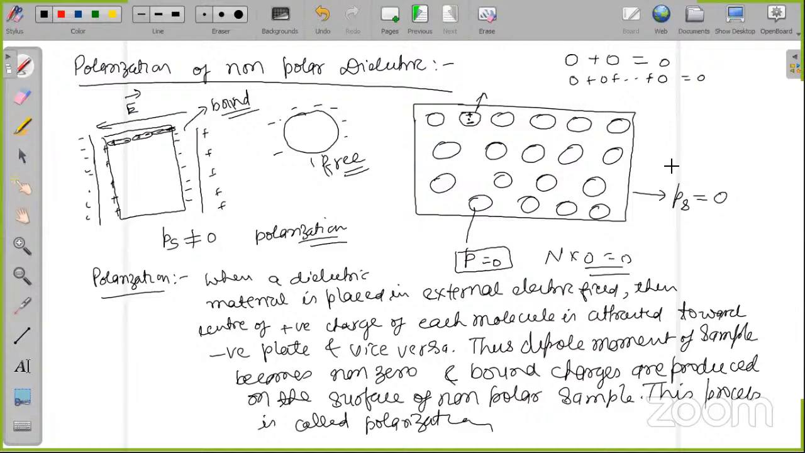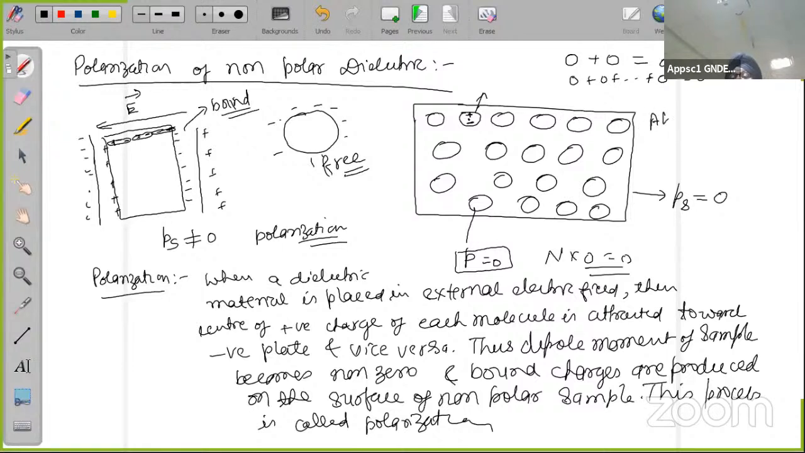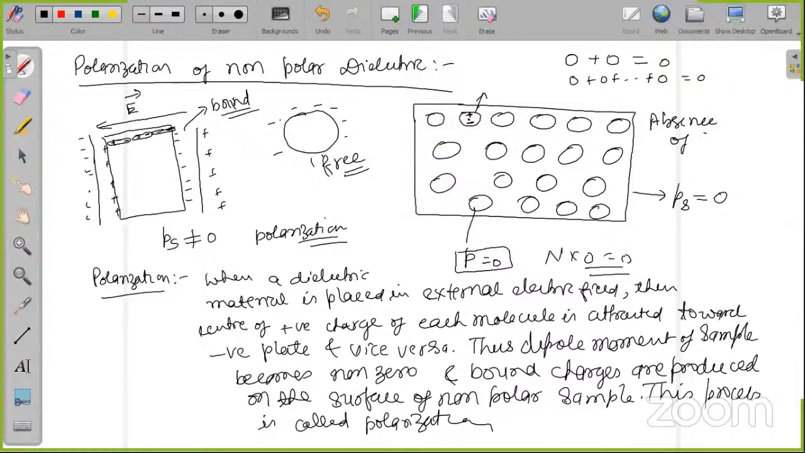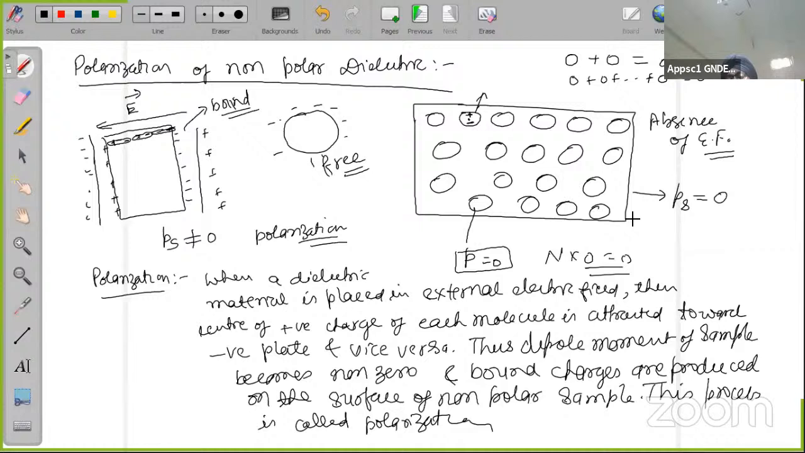So the net dipole is also 0 because the individual dipoles of each molecule are 0, right, sir? And that is in the absence of an external electric field. Yes, this is true, in the absence of an external electric field. So the rectangle that you have created here is the region which has no external field. It is the sample.